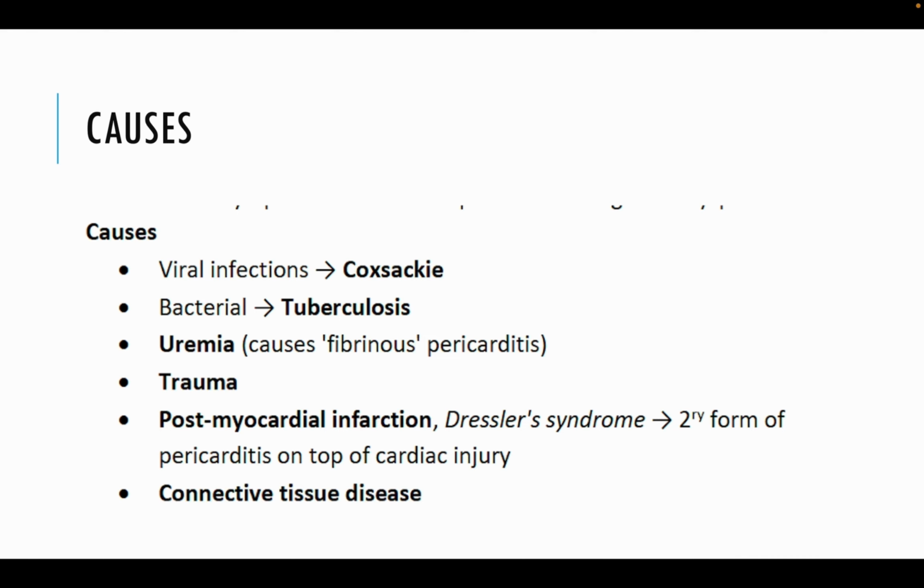What are the causes of pericarditis which are relevant to UKMLA Part 1 or PLAB Part 1? There are a lot of causes, but I'm going to talk about the causes very briefly. There are some viral causes and bacterial causes. Among them, the most common are Coxsackie virus or tuberculosis. The other causes are trauma, uremia, patients with a history of myocardial infarction, and connective tissue disease.